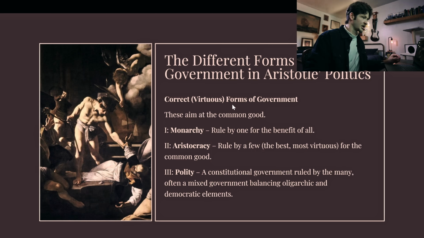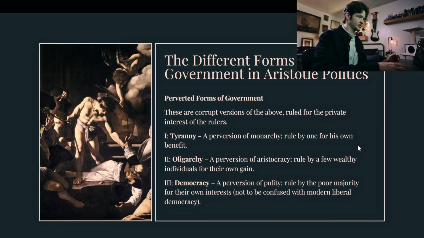Aristotle has what you would call correct or virtuous forms of government, and then perverse forms of government. We're going to examine the correct forms first, which are monarchy, aristocracy, and polity. A monarchy is rule by one for the benefit of all. An aristocracy is rule by a few, the best, most virtuous, for the common good. A polity is a constitutional government ruled by the many, often a mixed government balancing oligarchic and democratic elements.